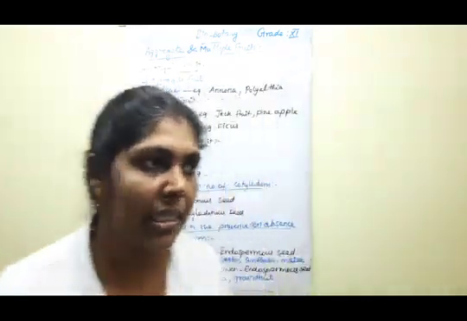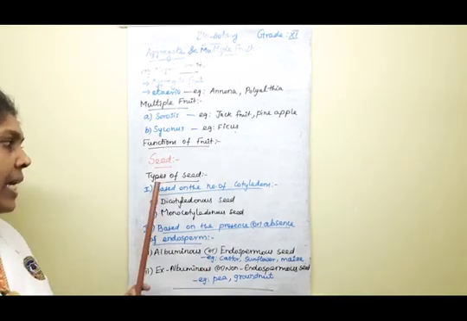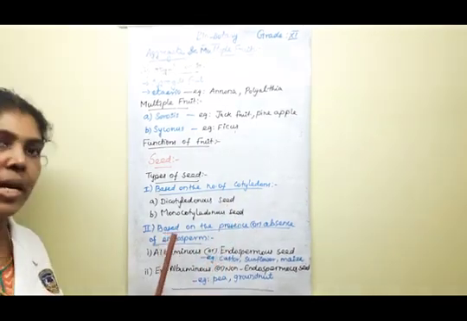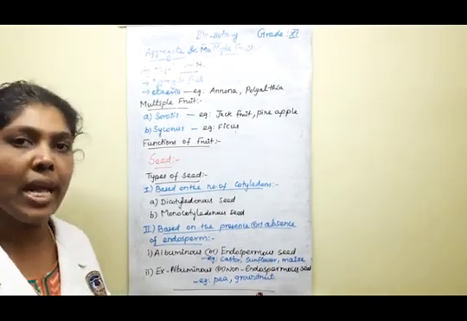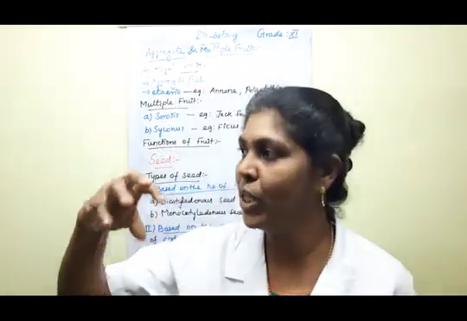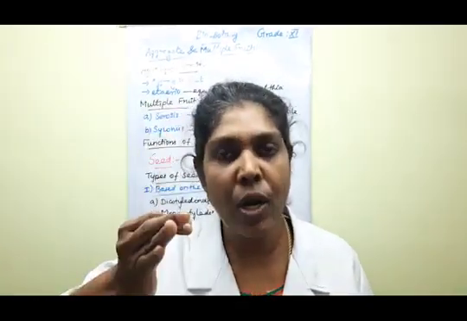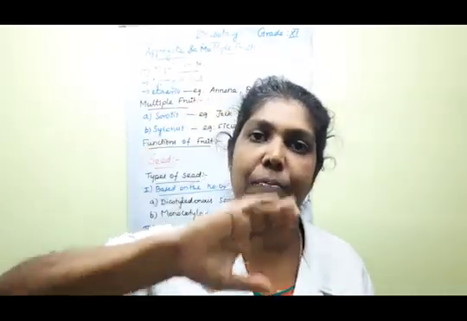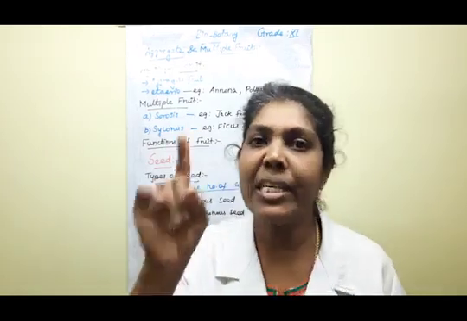Understood? Yes. So seeds come under two major types based on some points. The types of seeds are classified into two types based on the number of cotyledons. And the second point, based on the presence or absence of endosperm, they are also divided into two types. Endosperm is present inside the seed, so it is either present or absent, and based on that they are divided into two types. Okay. First one, based on the cotyledons.